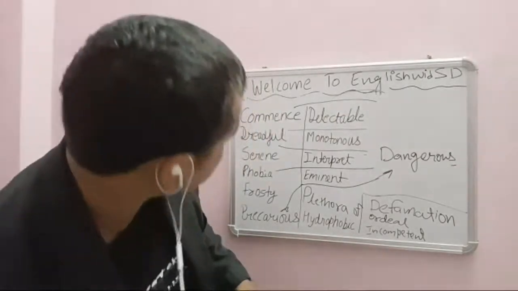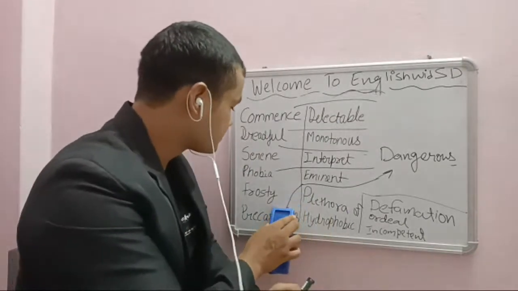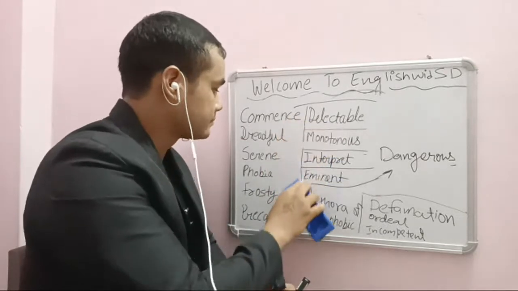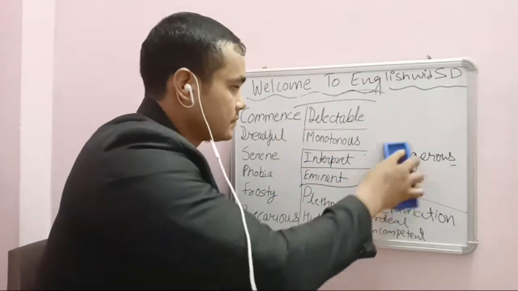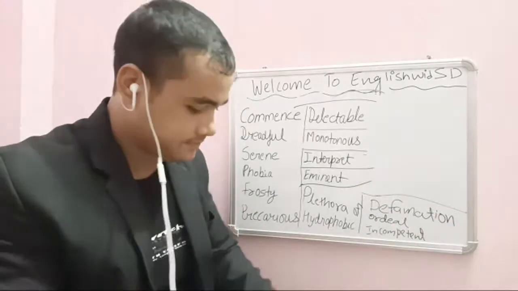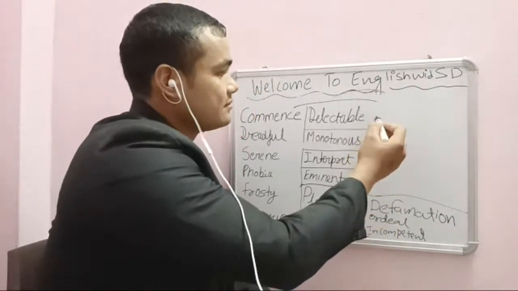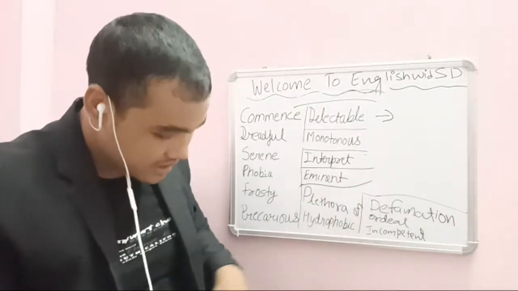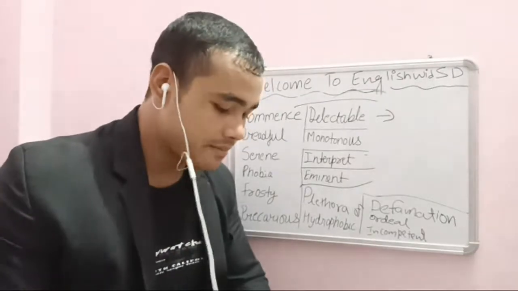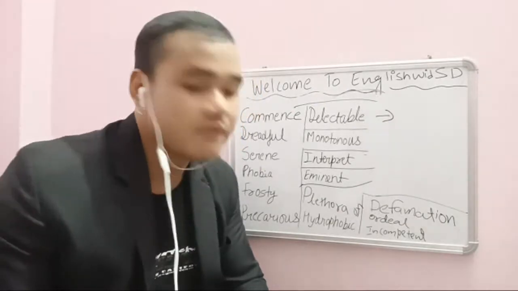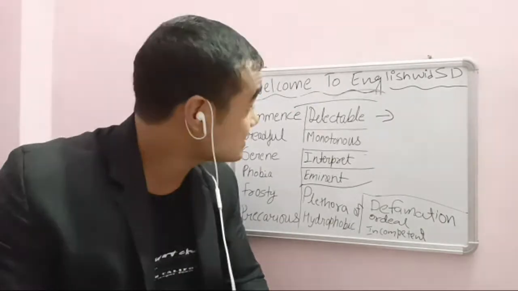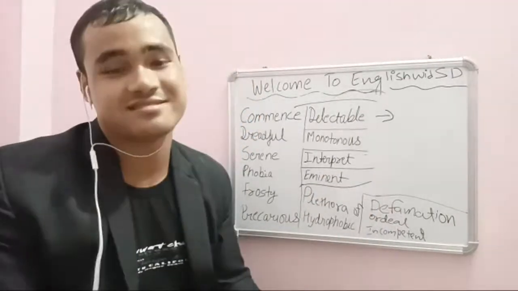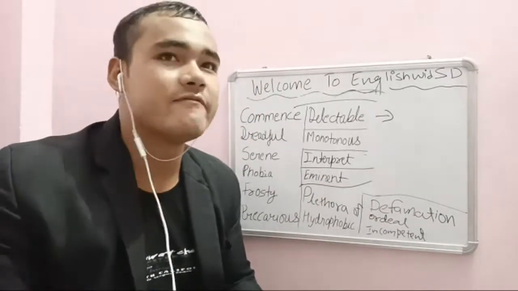So now coming to the next word, which is delectable. Delectable means, okay, you guess the meaning. I'm saying something to you, okay? Today, my mom cooked. Obviously, my mom cooks delectable food every single day. Delectable means delicious.